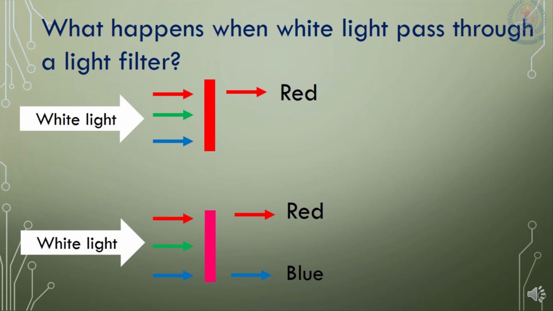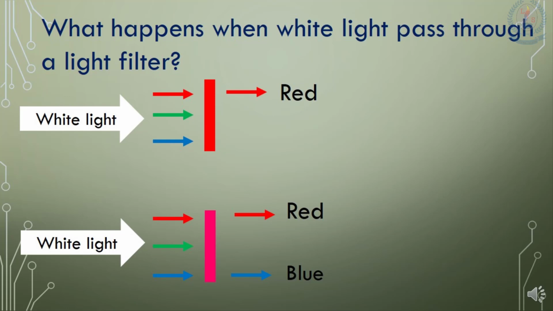Yes, only the red color will pass through the red color light filter, and both blue and green will get absorbed by this light filter. Now children, let's take another example. Now let's try to pass the white beam through a magenta light filter. So can you tell me, children, what colors will pass through the paper and what colors get absorbed by the paper?